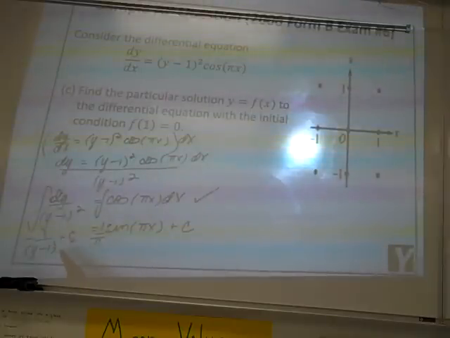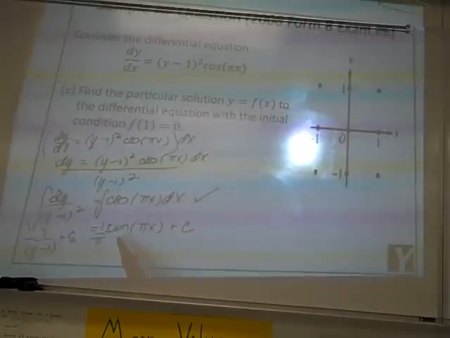If I went too fast there, then my recommendation for you would be do integration by substitution. Let u equal y minus 1. And then go from there. What you'll get at the end is the expression negative 1 over y minus 1 plus c equals all this.